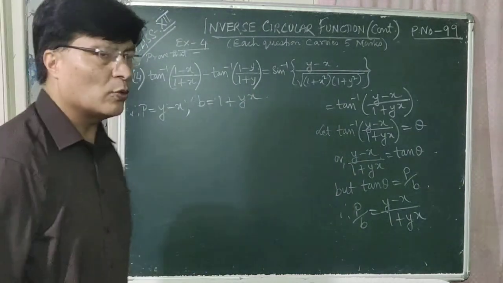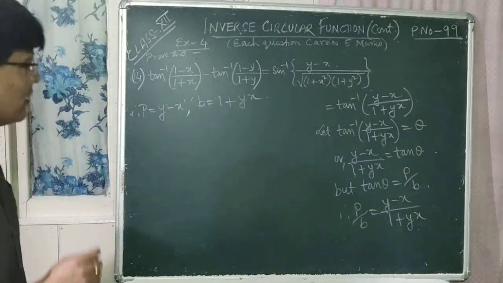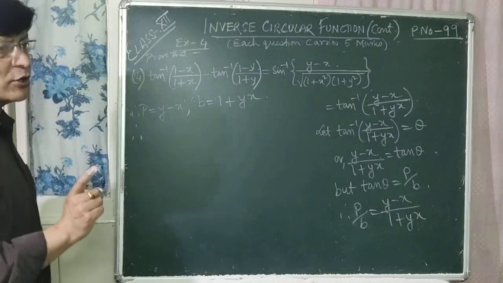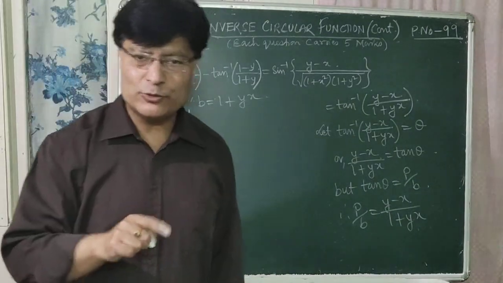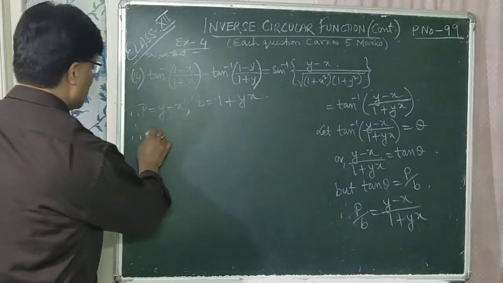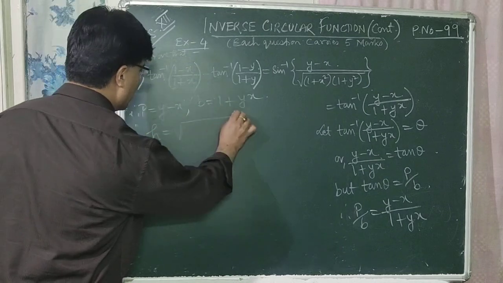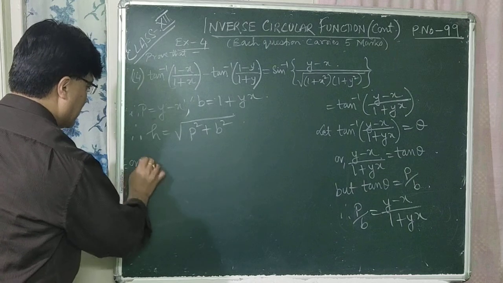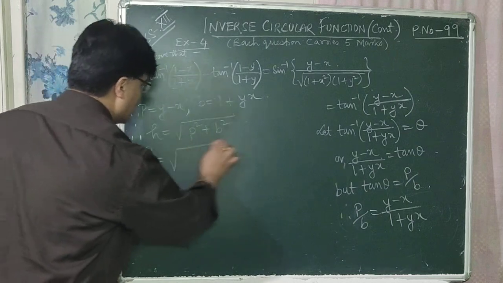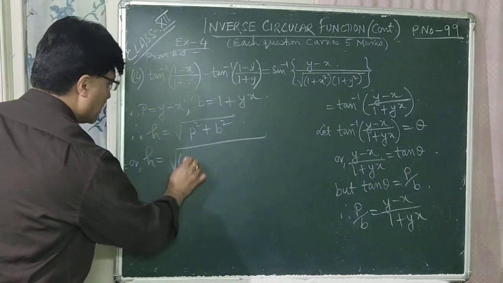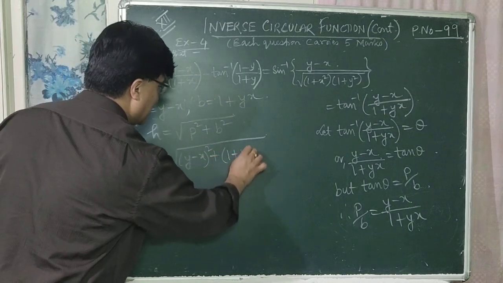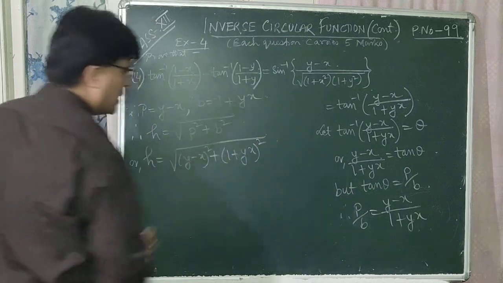So now what do we need here? We need the value for h. You know the Pythagoras theorem. What is Pythagoras theorem? H square is equal to b square plus p square. So h is equal to root over p square plus b square, right? So h is equal to root over, what is p whole square? It is (y minus x) whole square plus, what is b whole square? It is (1 plus yx) whole square.